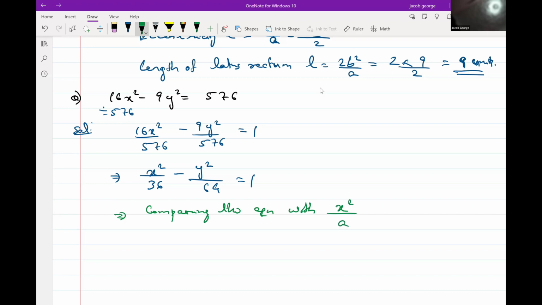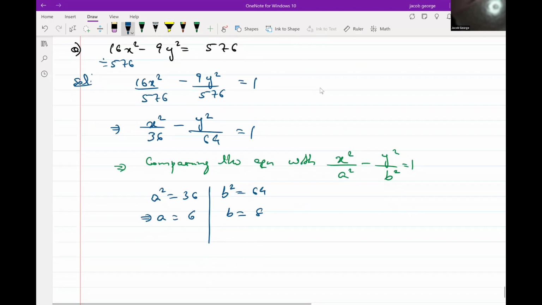Everybody knows, x square by a square minus y square by b square equal to 1. Comparing this equation with the type 1 standard equation, we write a square is equal to 36. A is equal to root of 36, that is 6. Similarly, b square equal to 64, b is root of 64, that is 8.